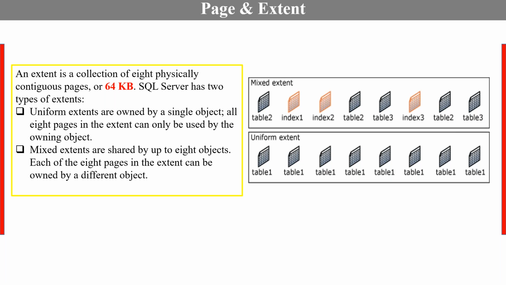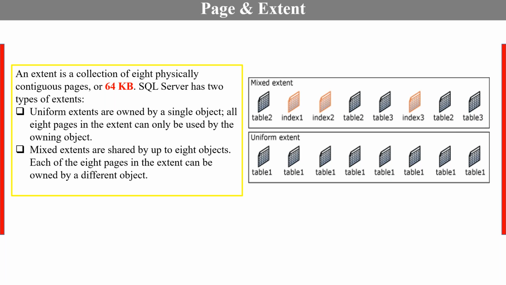What is the size of an extent? 64 kilobytes, because each page size is 8 KB, right? 8 into 8, 64, right? Yes or no? So our extent size will be 64 kilobytes. Okay, so we have two types of extents: one is uniform extents, one is mixed extents.